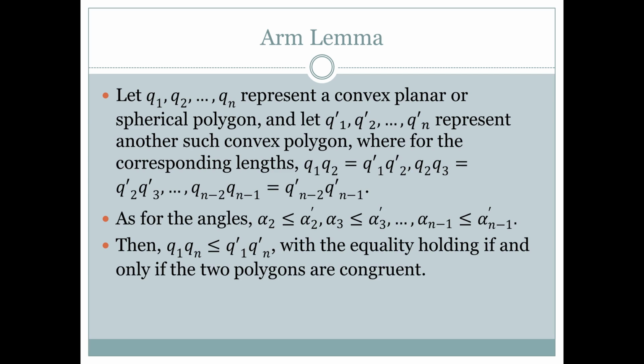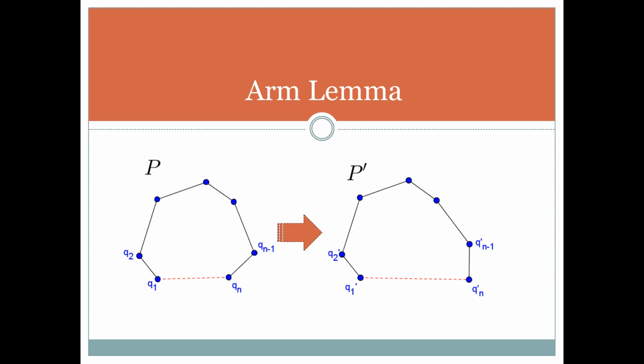So to help visualize, we have this little picture. So if you look on the left, we have the polygon P. We have Q1 to Qn. And you can see I drew the Q1 to Qn as a red dotted line. And we're going to change this.